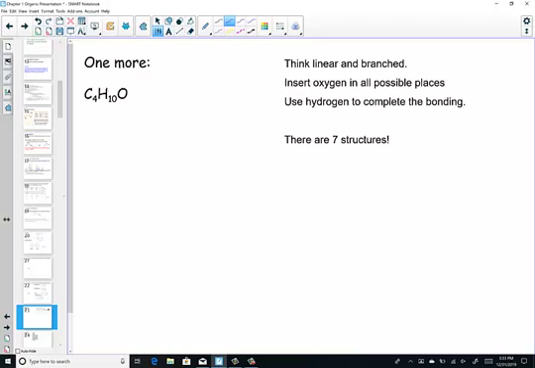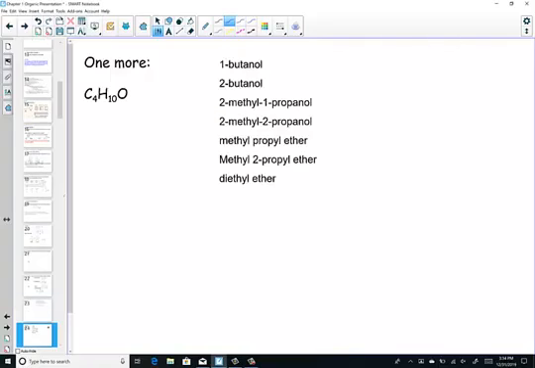How about one more? C4H10O. This one will challenge you because there are 7 structures to draw. Pause the video and see if you can figure out 7 different ways to hook 4 carbons, 10 hydrogens, and an oxygen. And come back when you're ready to check. Well, let's compare some to see if we come up with the same answer.